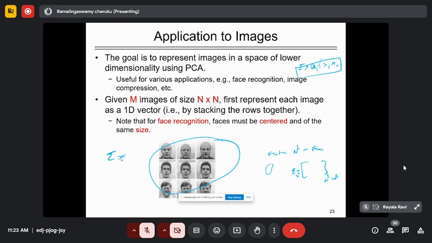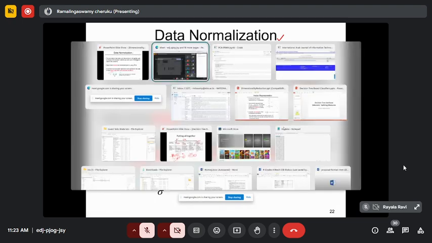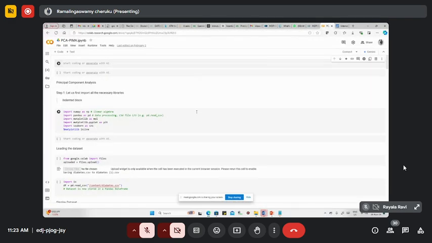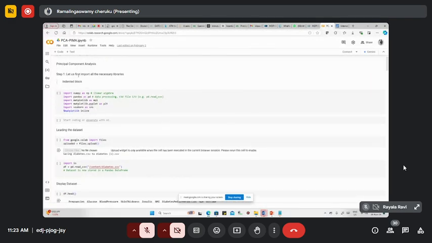Okay, now let's see how we can apply PCA on a sample data set. I will explain it in Google Colab now. Yesterday I discussed how to open Google Colab. There are two types of cells, code cell and text cell.